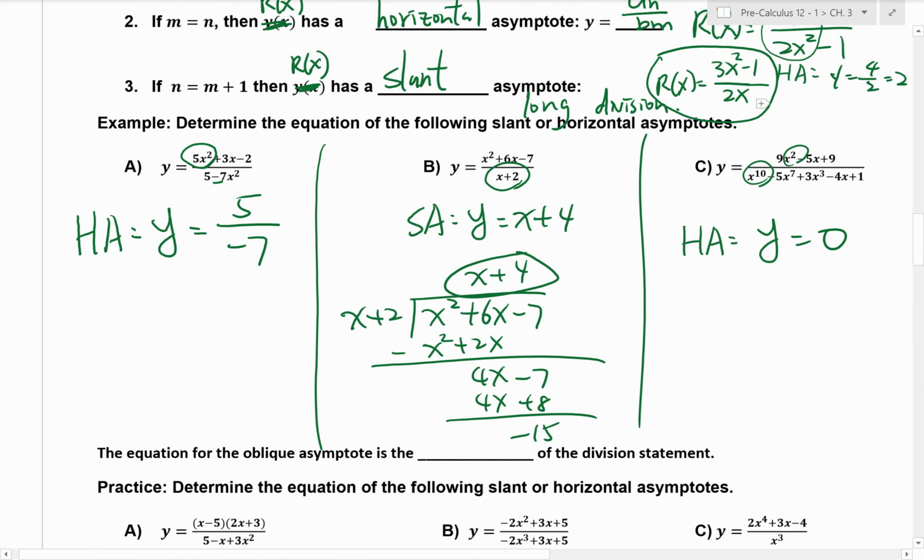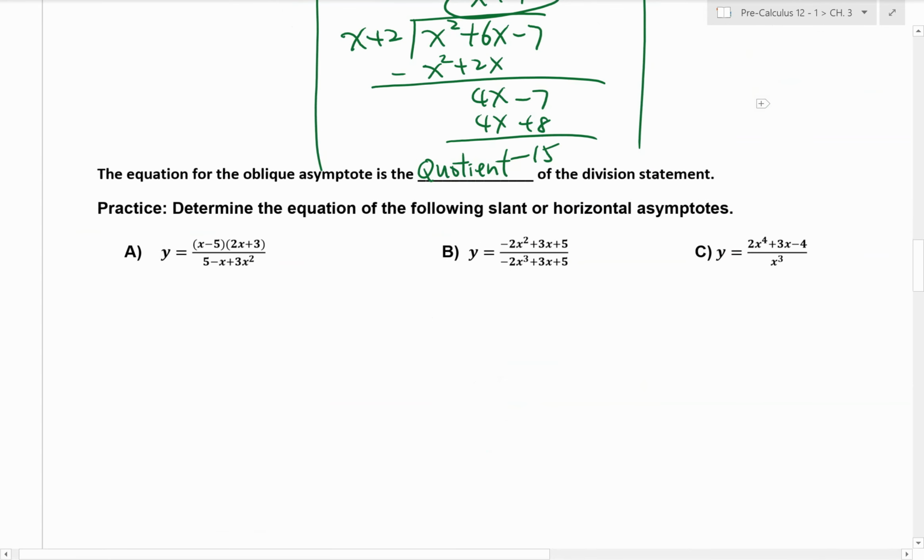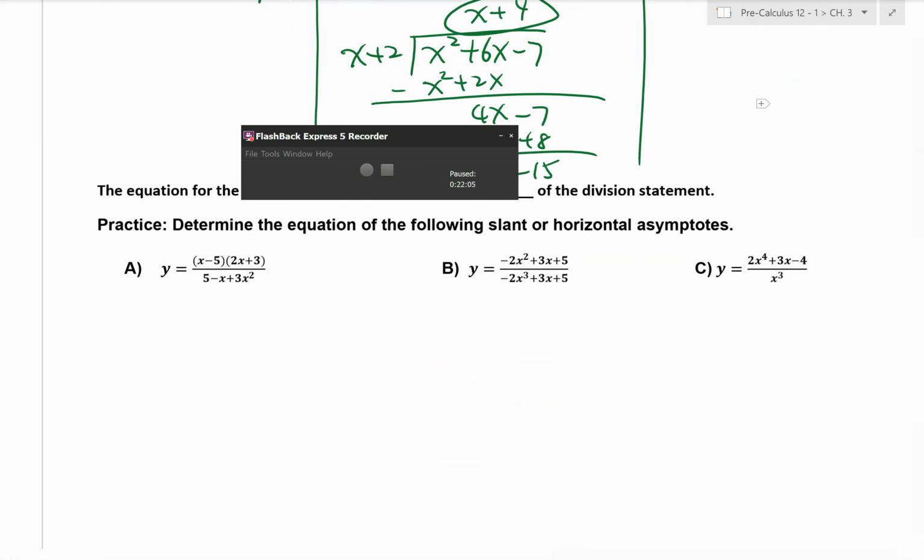The equation for the oblique asymptote or slant asymptote is the quotient in the division statement. So again, you can use synthetic division if you're dividing by a binomial like x plus 2 or x minus 1, things like that. But if it's like 3x squared plus 5, that kind of thing, it's not just linear. In that case, you have to use long division. So here are 3 questions for you to practice. Pause the video, try it.